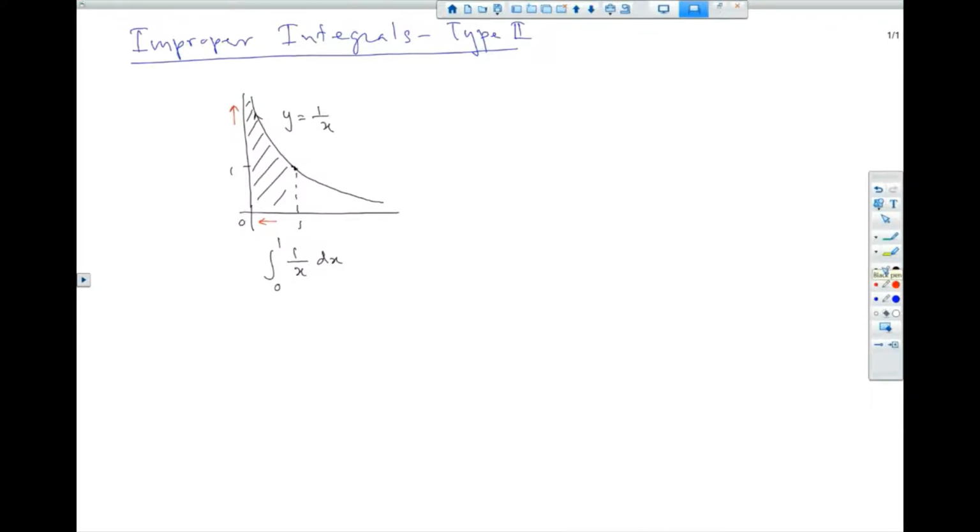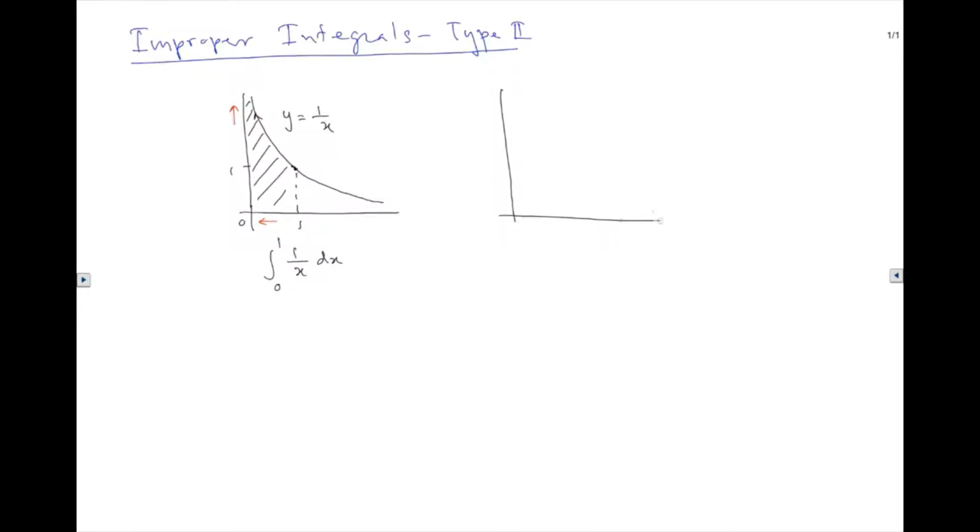Let's also look at a very similar curve, but this time it goes a little closer and then turns. This is y equals 1 over square root x. I slightly changed it, so it is not 1 over x anymore, it is 1 over square root x. And again we can ask the same question: what is the area below the curve? The corresponding integral would be the integral from 0 to 1 of 1 over square root x dx.